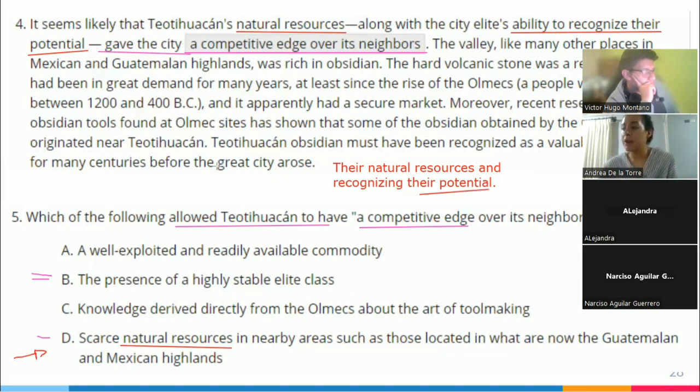But before actually choosing D, you have to realize that option D contains more information than the one you have here. Because it's telling you, first of all, that these were scarce natural resources and that they were located in these areas. So you need to confirm and double check that that information is correct. So tell me, were these natural resources actually scarce? Where in the paragraph do we have that?